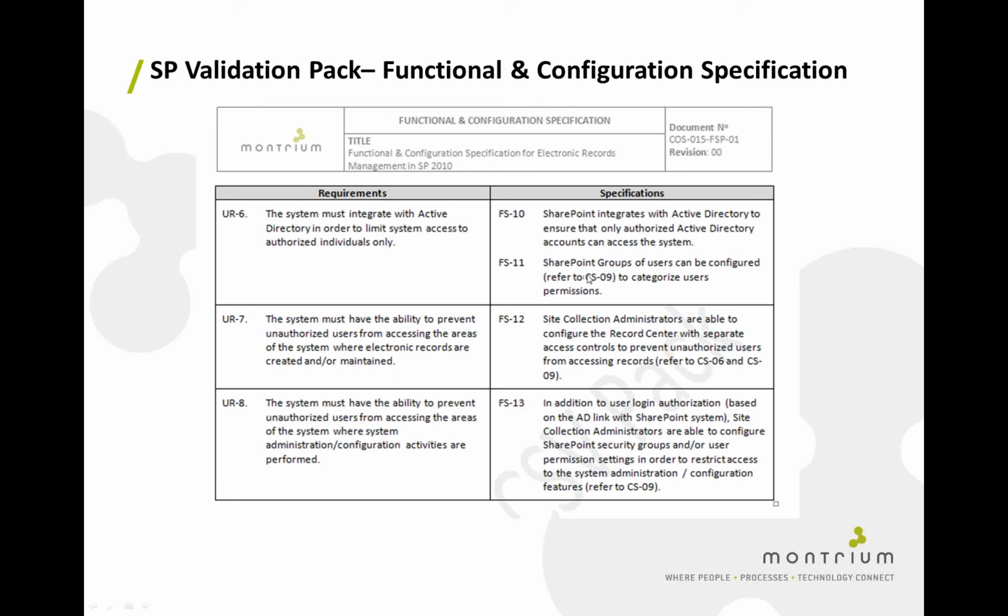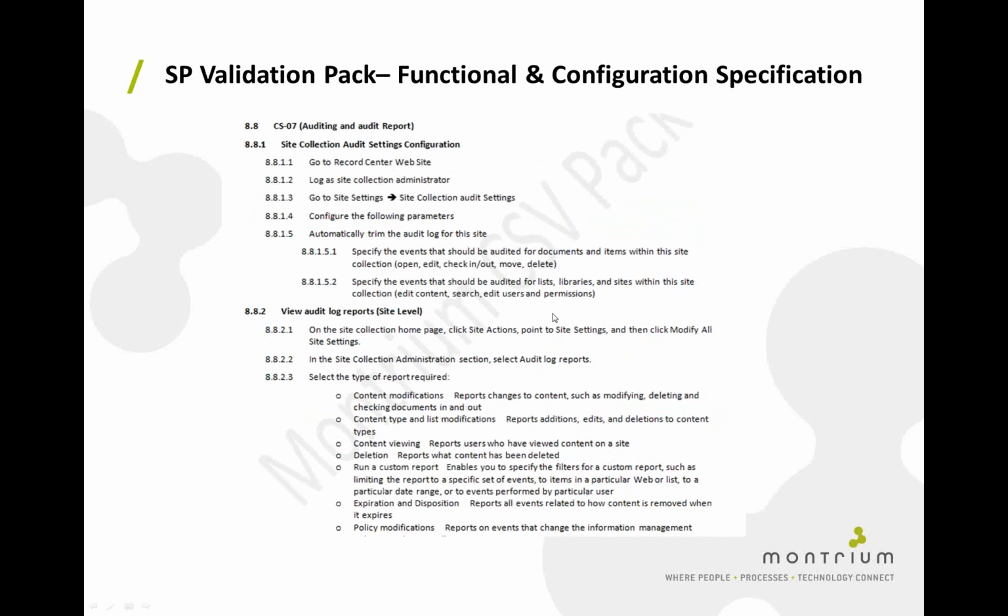We can also cross-reference to configuration scripts, which are also contained within this document. So here we're cross-referencing to configuration script number 9. And that's what this looks like. So this is actually configuration script number 7, which is the configuration of auditing and the audit report. So here we describe clearly how we have to go about configuring auditing within SharePoint. And these are the steps that we would follow. And this is what we would use in our documentation to show which steps we followed when we configured the system.